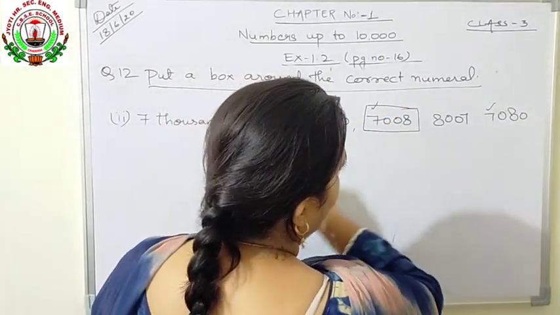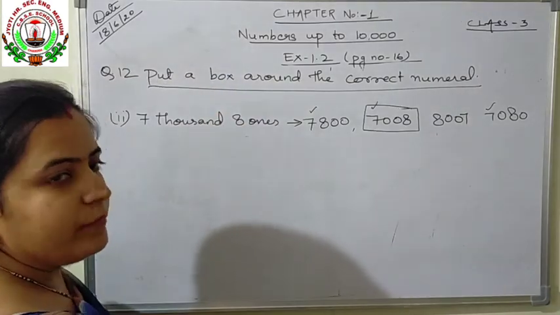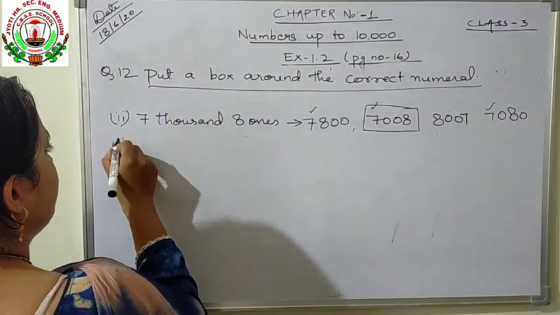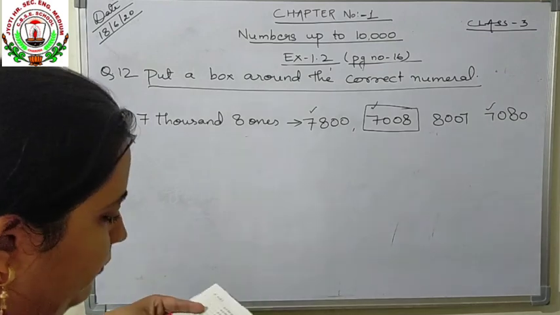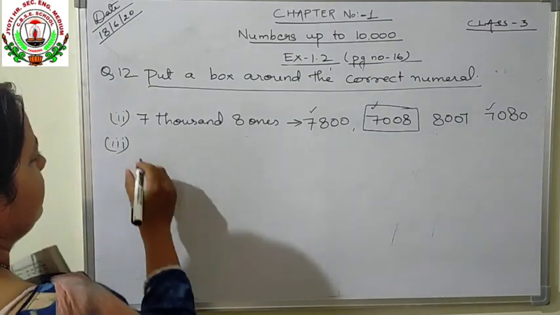This is 7,008 ones. Okay. Now moving on to the next question. Next is 6,006 tens.